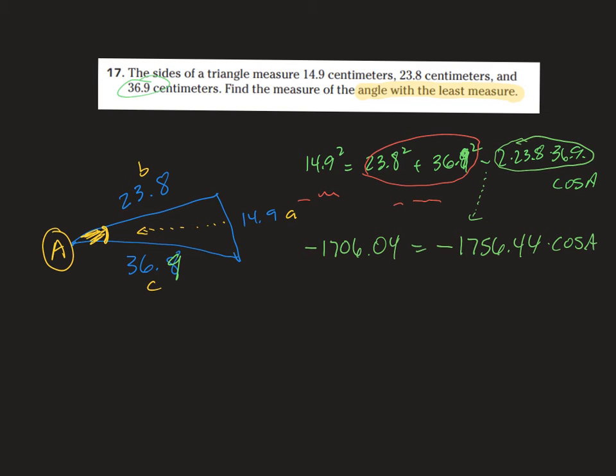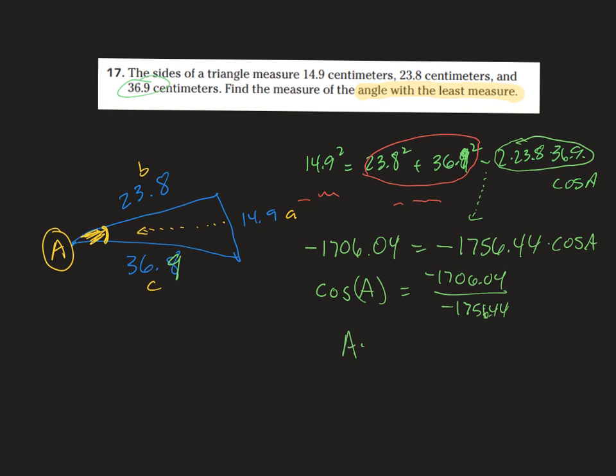Okay, so now let's rearrange things a little bit and see what this actually means. What this basically means is the cosine of A is going to equal negative 1,706.04 divided by negative 1,756.44. I said that wrong, but I wrote it correctly. So I'm going to calculate that, and then I'll do the inverse cosine on that calculation.